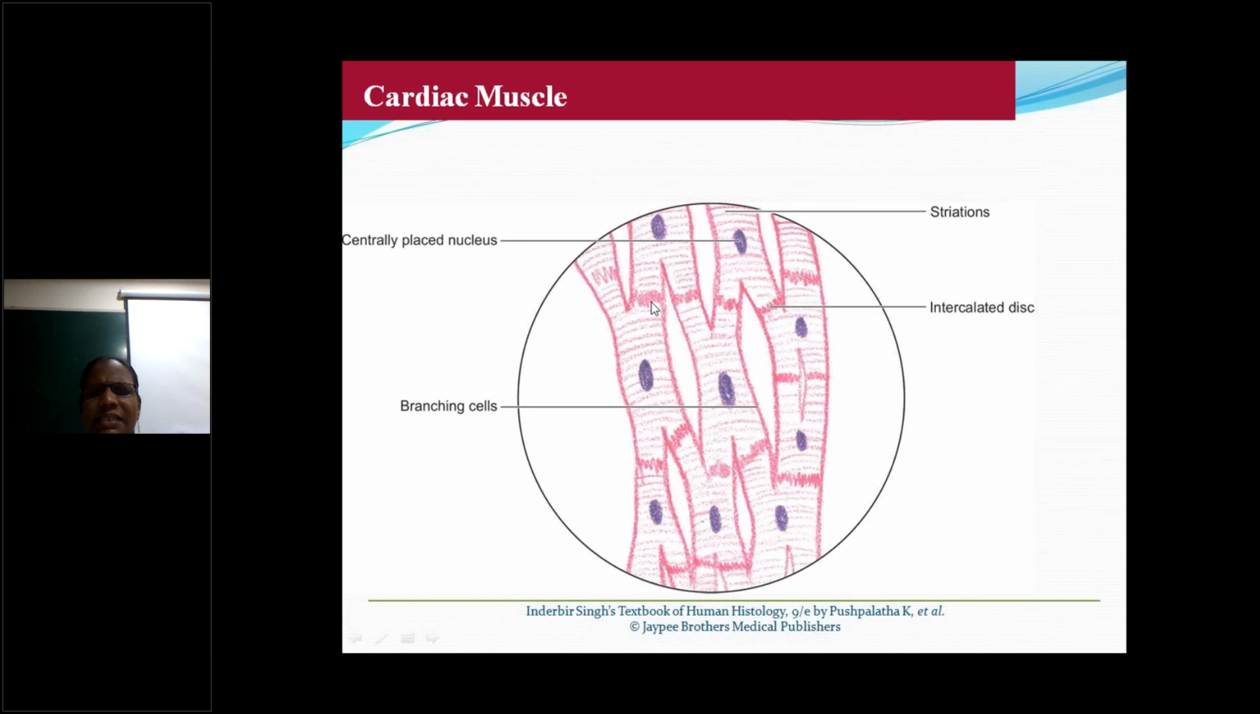What are intercalated discs? In between the two myocytes, it forms a tight junction, a ladder-like formation. A ladder-like formation or zigzag manner-like formation between the two myocytes. So this part we call as the intercalated discs seen in the cardiac muscle. The main identification feature in the case of cardiac muscle is intercalated discs are present, branching and anastomosing is seen, enlarged oval-shaped nucleus centrally placed is seen. So where do we see the cardiac muscle? Myocardium part.